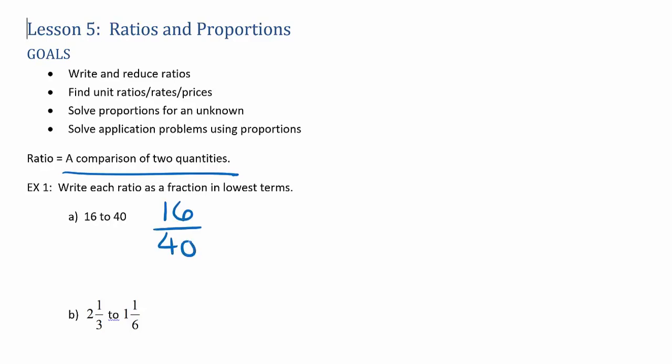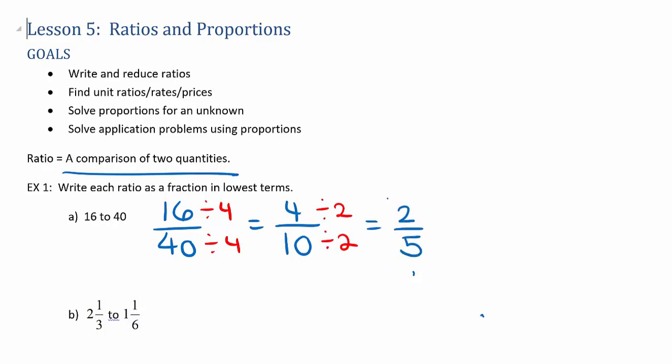And then we're going to reduce these fractions. So we have to look for a common factor. Well, I can divide by 4, and that would give me 4 over 10. And then, I could have divided by 8, but I'll divide by 2 now, and that gives me 2/5. So the ratio of 16 to 40 can be written as 2 over 5.